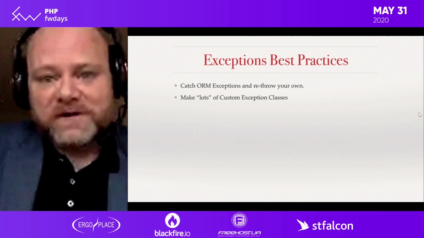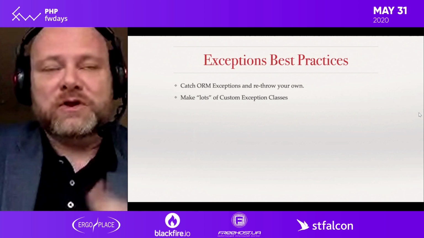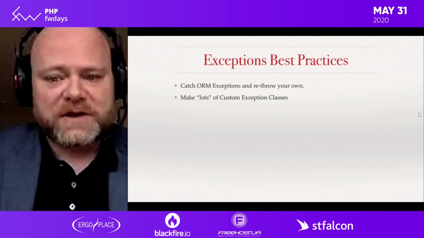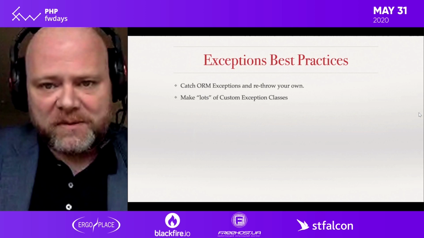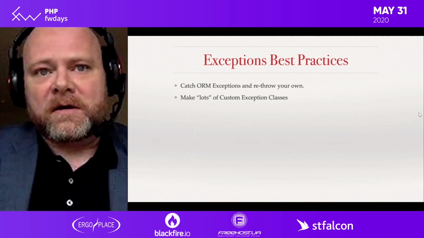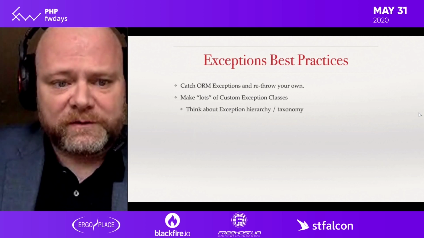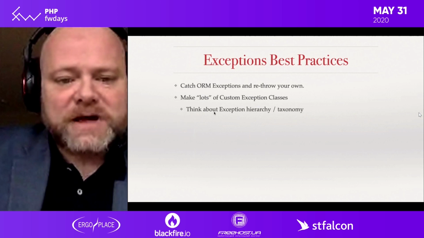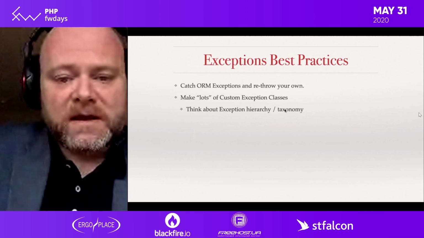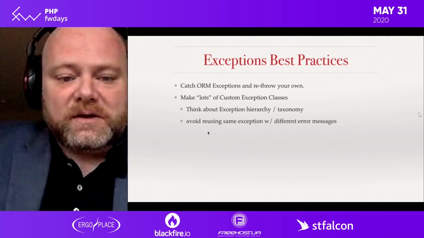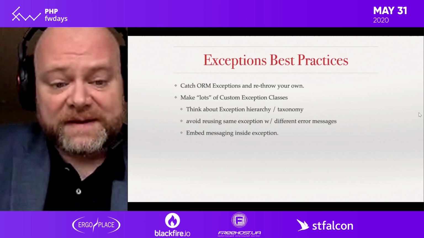And as such, making lots of custom exception classes makes a lot of sense. You want to avoid just throwing a new exception with a different exception message. The class itself really helps make your code a lot more readable, and it also helps frameworks convey more helpful information to the user consuming your code. We're going to look later at what an exception hierarchy and taxonomy looks like, but try to avoid reusing the same exception with different error messages. Try to make a lot of custom exception classes.